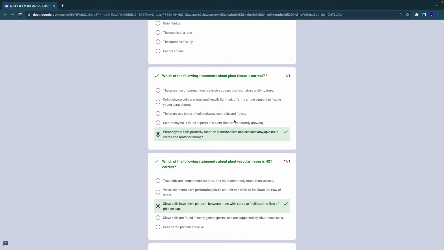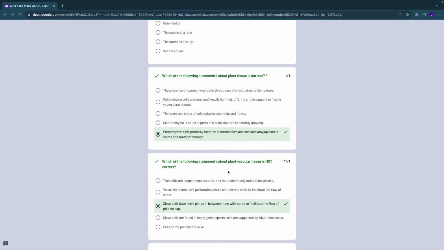Sclerenchyma is found in parts of a plant that are constantly growing. That's not true. Parenchyma are. So sclerenchyma, that would be pretty bad if they were found in parts of a plant that are constantly growing, because their main thing is, they're very stiff, and we don't want that in an area where you're constantly kind of growing and elongating and moving.